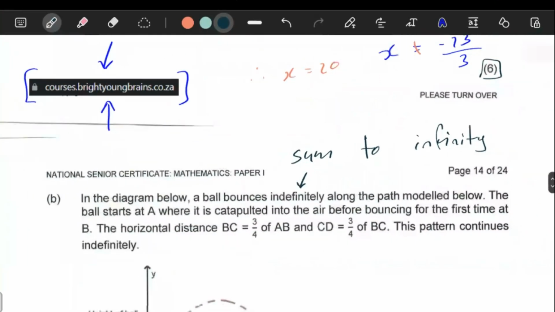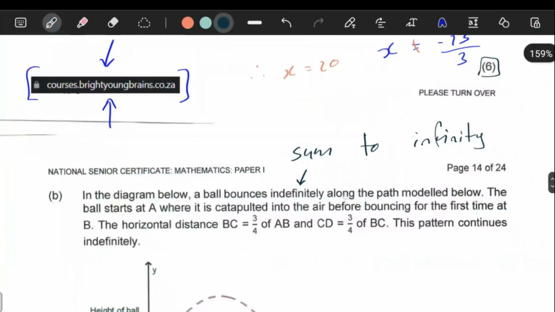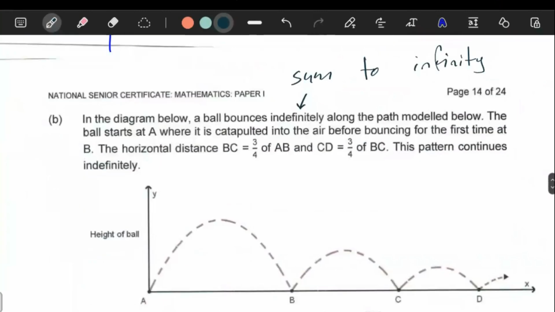It goes on forever. So here it says it bounces indefinitely along the path modeled below. So it's just going to bounce and bounce and bounce. The heights keep decreasing. It says here, the ball starts at A, where it is catapulted into the air before bouncing for the first time at B.